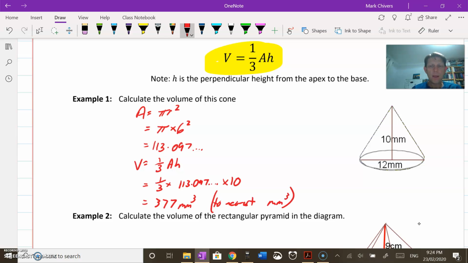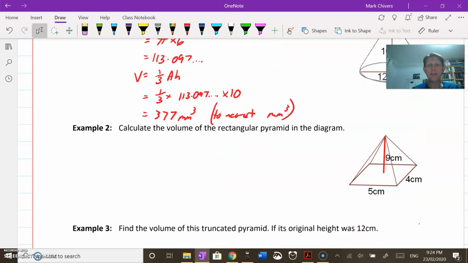Okay, so for the next one we've got here, we've got a rectangular pyramid. This is even easier because finding the area of a rectangle is a lot more simple.